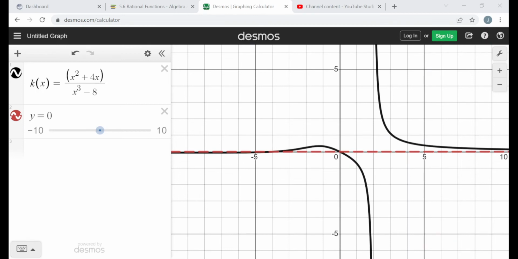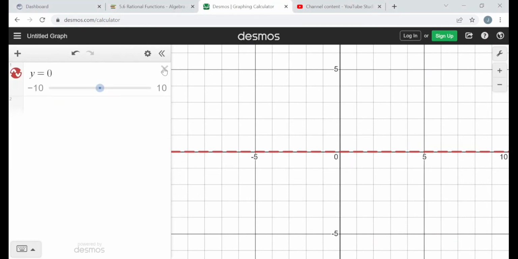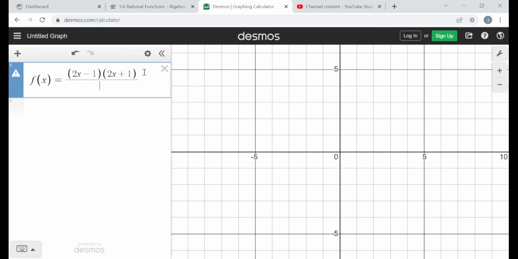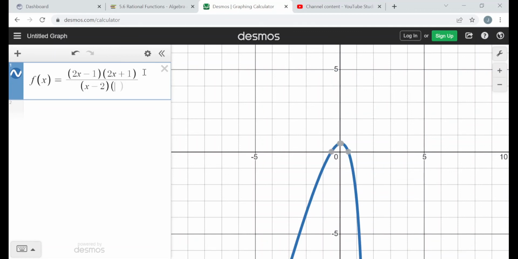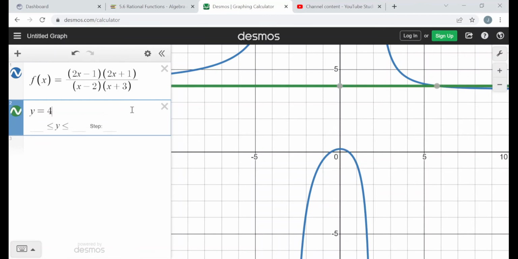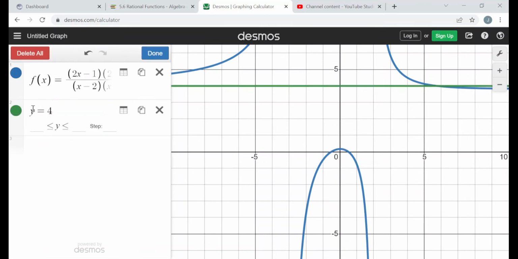And let's see that happen. I'll show you most of these. I don't know if I'm going to show you every single one, but again, I'll write the function as we were given it. We had 2x minus 1 times 2x plus 1 all divided by, and then the denominator had factors of x minus 2 and x plus 3. And then I'll put in the y equals 4, right? What we said the horizontal asymptote is going to be, that green line there. I'll make it a dashed line.